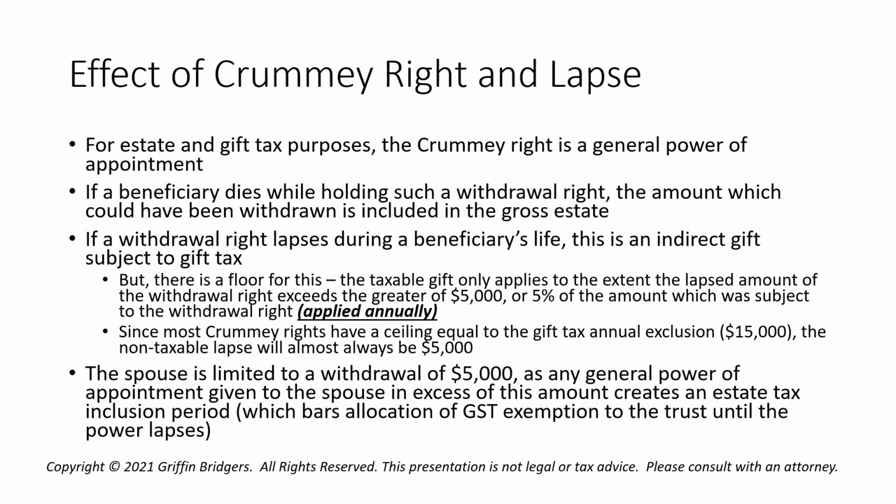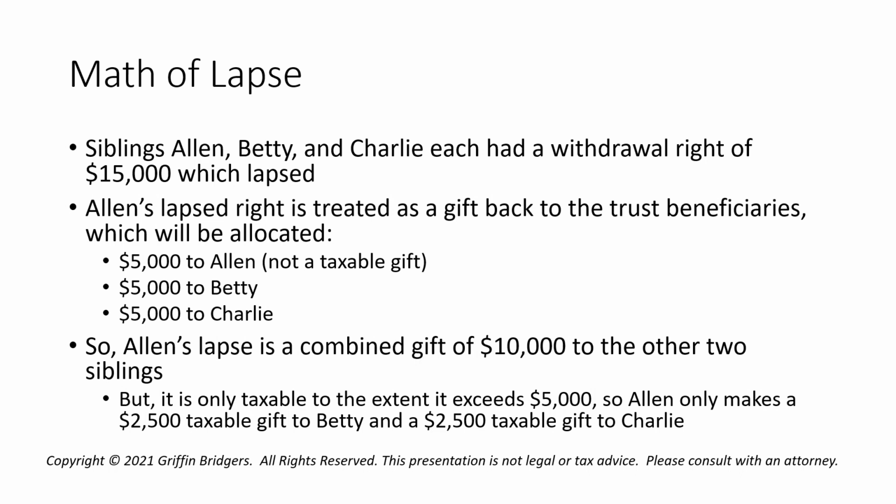Now, I mentioned the spouse earlier, and typically the spouse will be limited to a withdrawal of $5,000 because any general power of appointment that's given to the spouse in excess of that amount will create what's known as an estate tax inclusion period, or ETIP, for generation skipping transfer tax purposes. And that could bar allocation of GST exemption to the trust until the spouse's power lapses. So that's why we typically limit the spouse's power to that $5,000 amount. And that's for the withdrawal right, not the lapse portion. But that aside, the context of that is a little bit outside of the context of today's discussion.